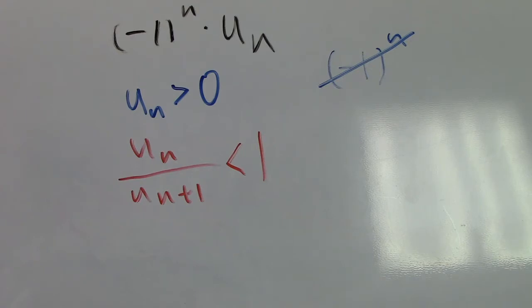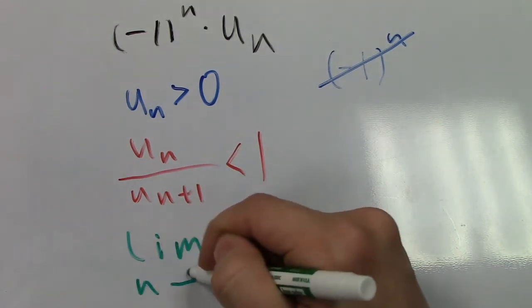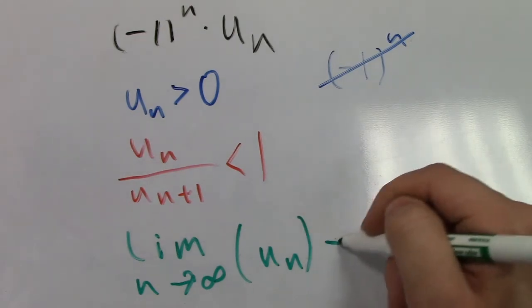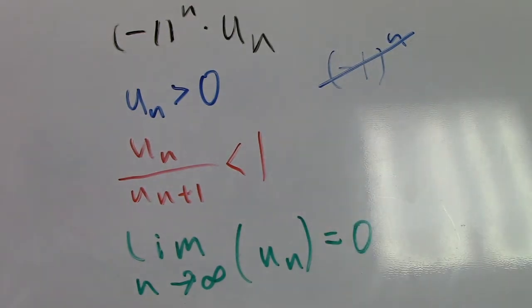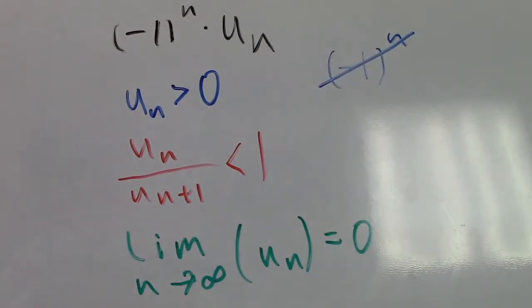Now, the third thing we need to check for is that the limit as n approaches infinity of u sub n equals 0. So we essentially need to show that our series goes to 0 when we get to our infinitieth term. So if we can show these three things to be true, then our alternating series will converge. If one of them happens to not be true, then it diverges.